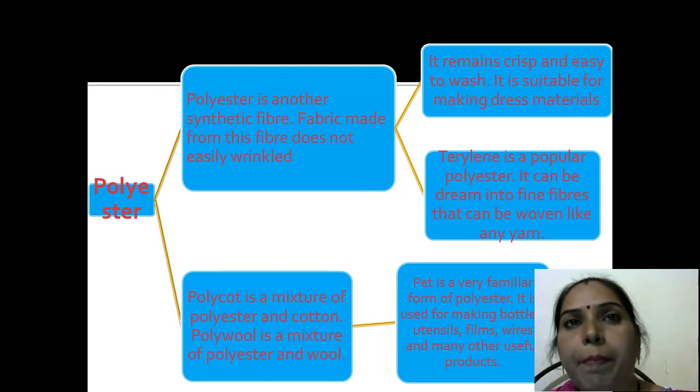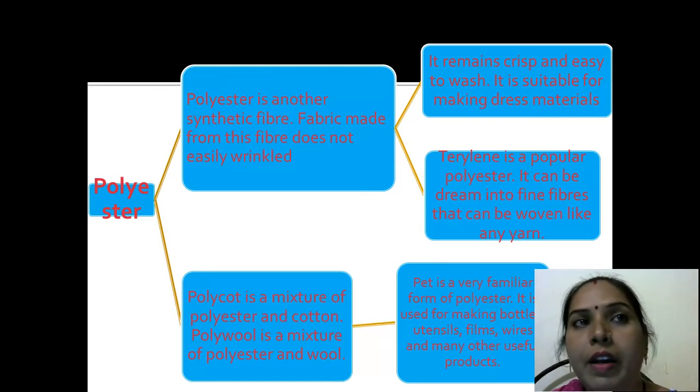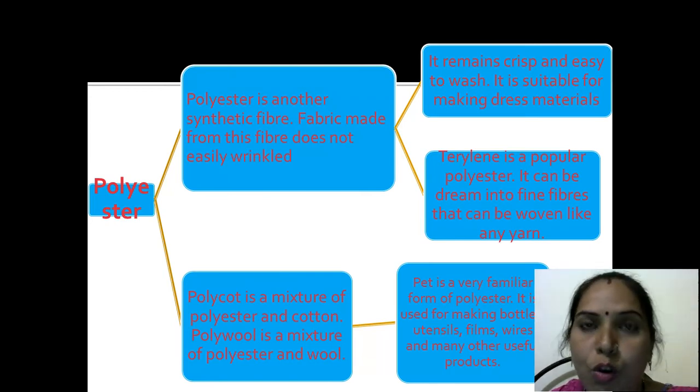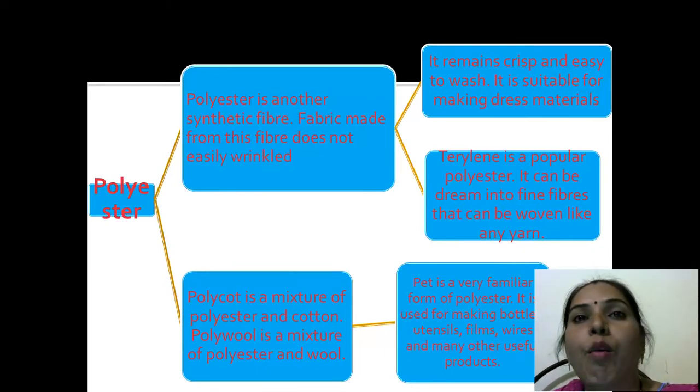So what happens with polyester? It remains crisp and is easy to wash again. Almost all the synthetic fibers are very easy to wash. Hence we have started to prefer synthetic fiber over natural fibers nowadays, because it has made our life easier. Now it is suitable for making dress materials, for any kind of dresses you want to make.